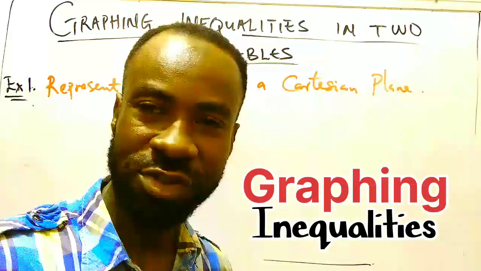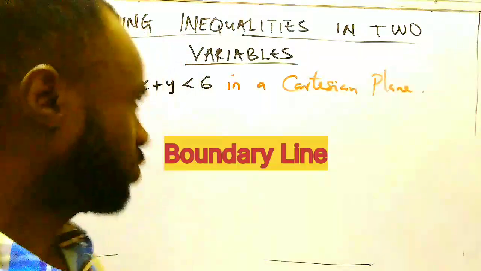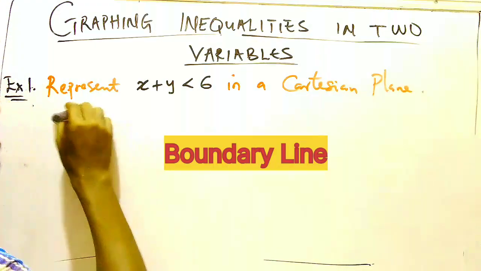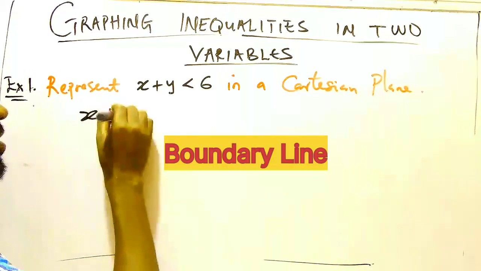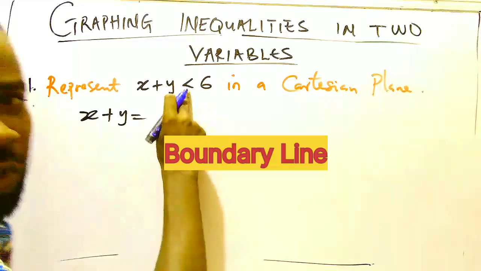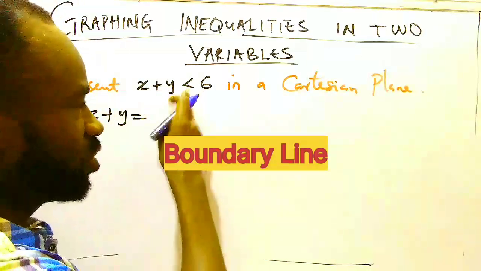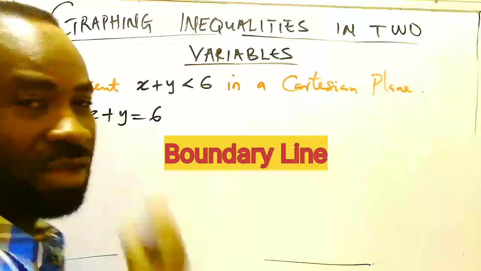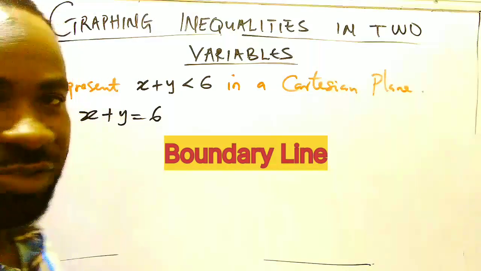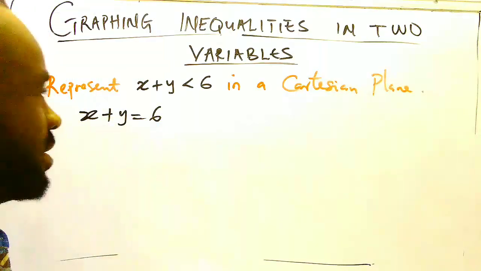Now the first thing you've got to do is to get what we call the boundary line. The boundary line is simply changing whatever inequality sign is here to an equal to sign. That gives us the boundary line, okay? So this is called the boundary line.